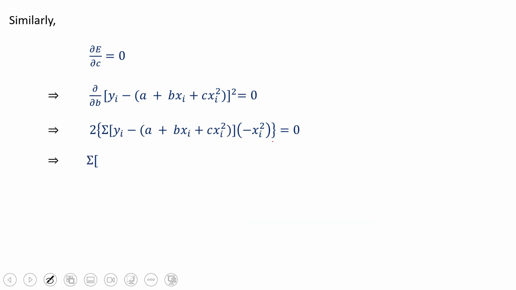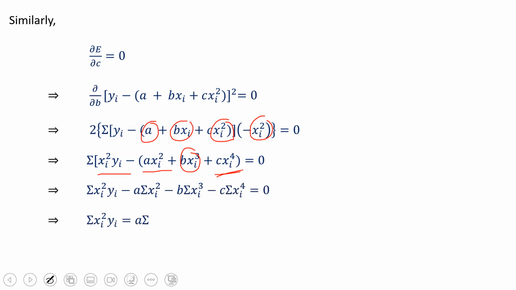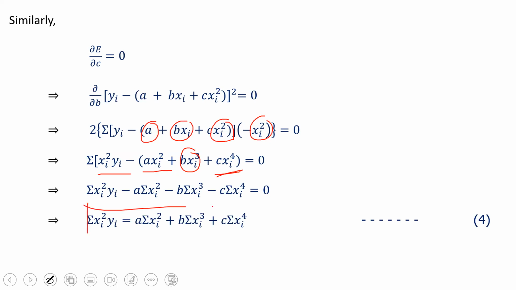And if we simplify it again, this is xi square yi, a xi square, b xi cube, and c xi to the power 4. If we apply the summation, we can write it in this manner. This is our final equation. If we simplify that, the partial derivative of e with respect to c equal to 0. So this is the third equation.